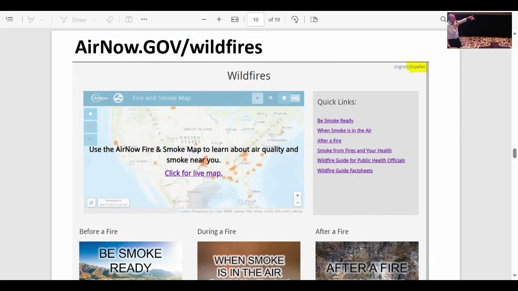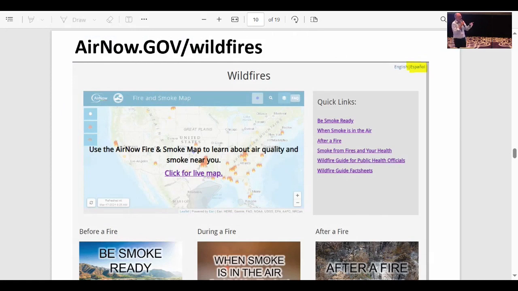So one thing I want to highlight is the AirNow website. A lot of you know it because that's where monitoring data is made available to the public. But there are really good resources for wildfires. You can either go to fire.airnow.gov or airnow.gov/wildfires. And we have resources that we call Be Smoke Ready. So basically, have a plan, have air filtration or safe spaces if you can, in the event of a wildfire. And then when smoke is in the air, how to make decisions. And then after a fire, how do you know it's safe to return to your homes or things like that.